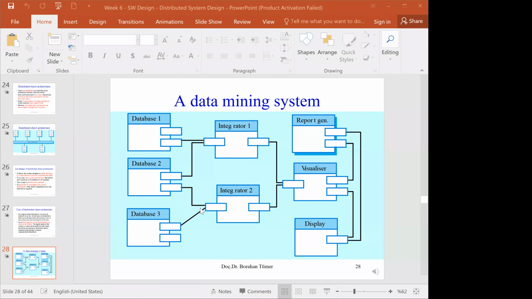Okay, but to do that, you see here there are interfaces which are used to provide necessary information to the integrator. Integrators get this information from different databases and process the information and send the decisions they make to the output generators.